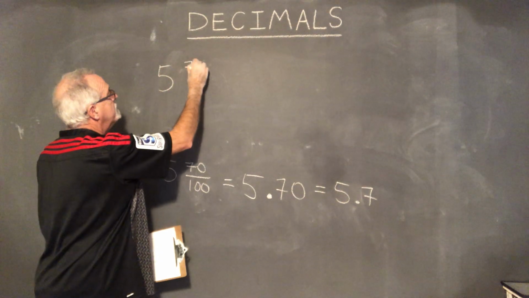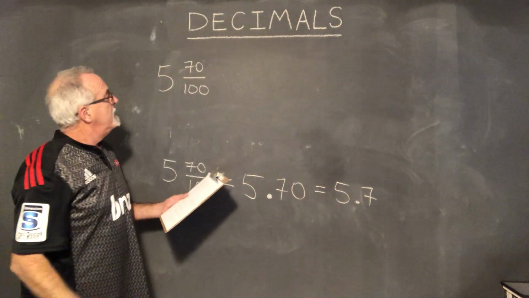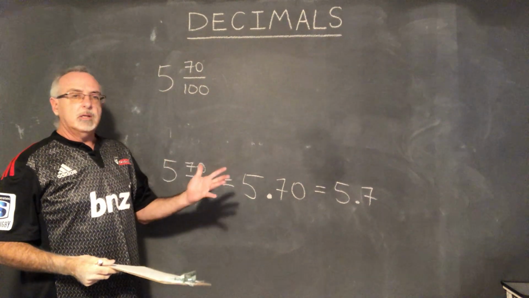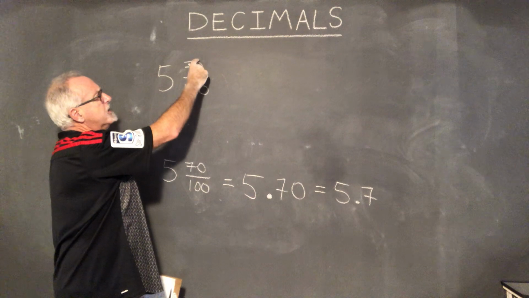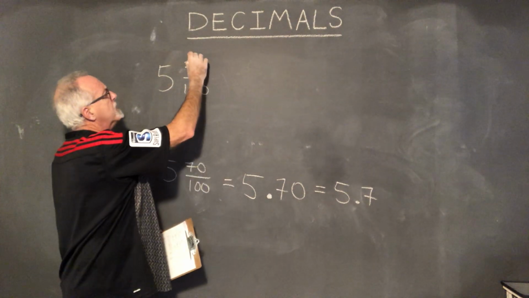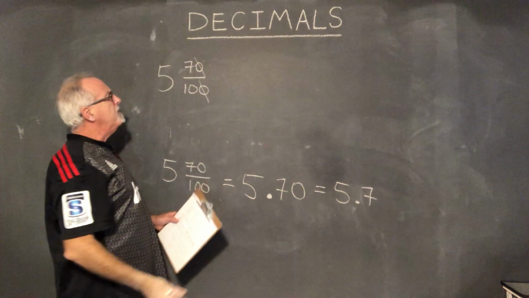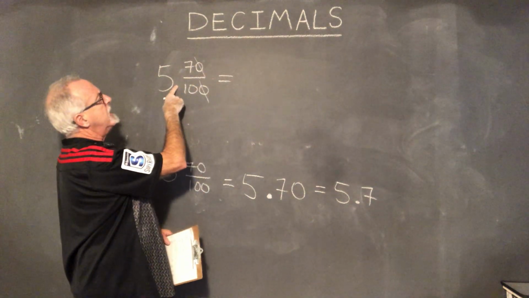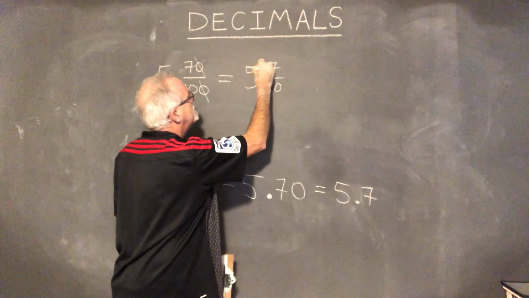5 70/100. In our fractions bag of tricks, we know that we can simplify this. We can cancel. We can divide 70 and 100 by their common factor of 10. Or if we wish, we can cancel out a 0 from the end of both numbers. There's more than one way of doing it. So I can rewrite this as 5 7/10 if I want.